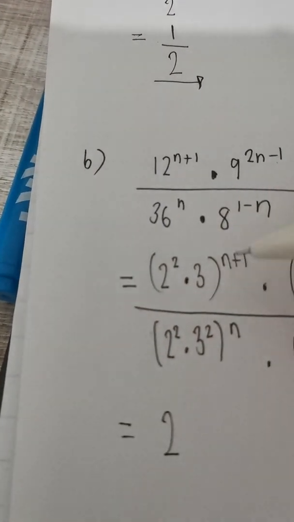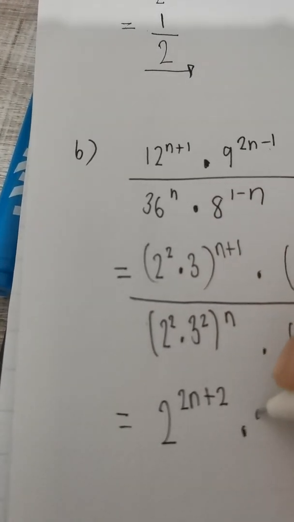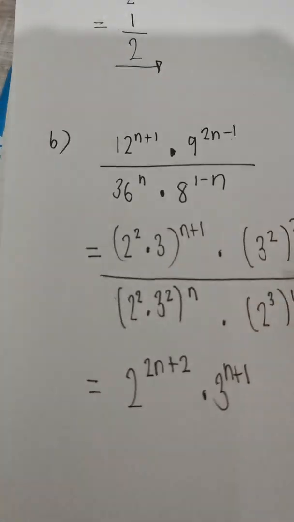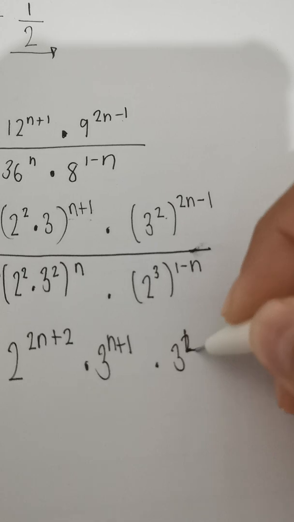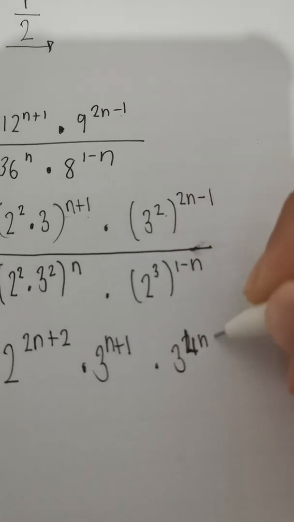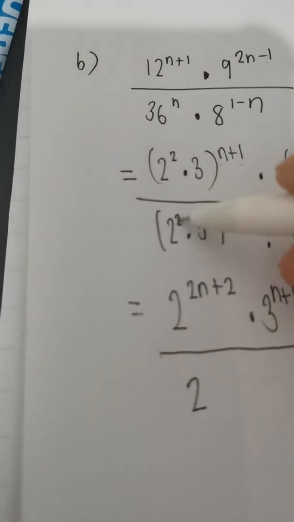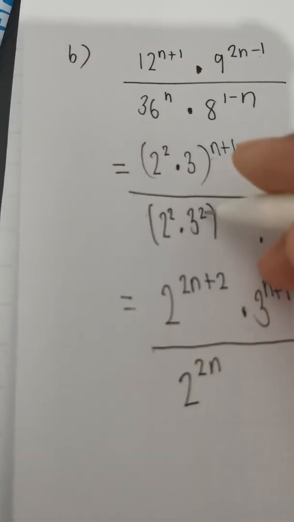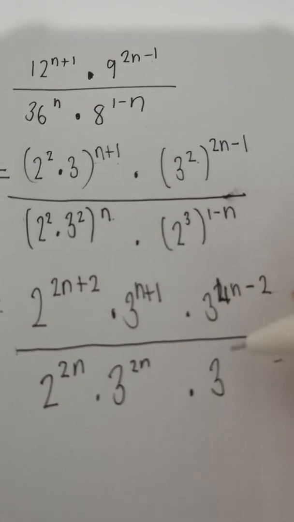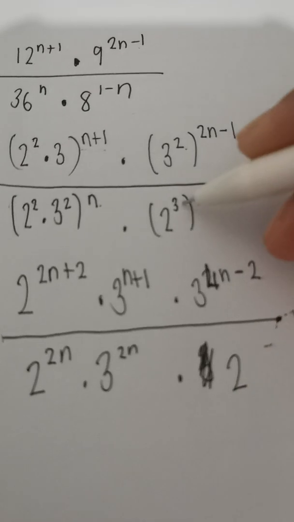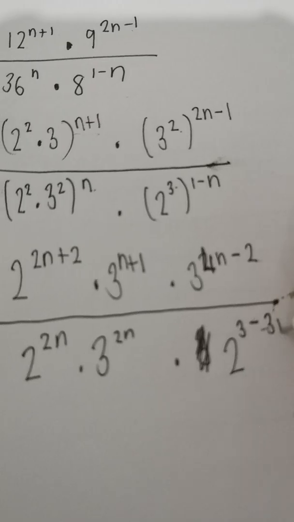So 2 times n, 2n. 2 times 1 is 2, times 3n plus 1 from there. Times 3, 2 times 2n, 4n. 2 times negative 1, minus 2. 2 to the power of 2 times n, 2n. Oops, sorry. 3 times 1, 3, 3 times negative n, negative 3n.